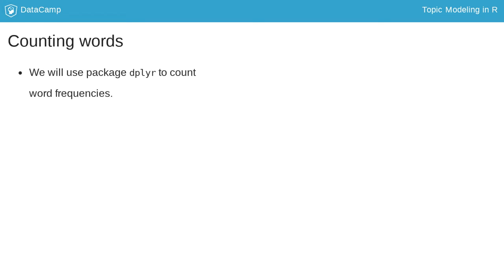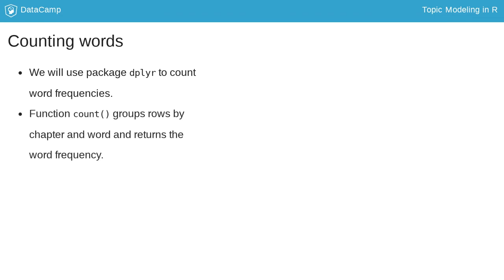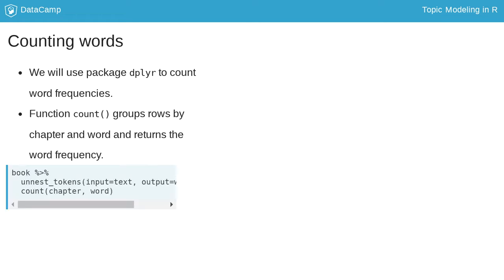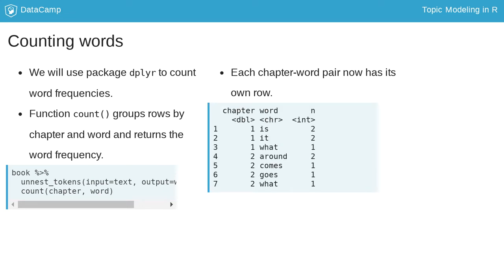We will use function count from package dplyr to obtain frequencies of words within chapters. This function essentially groups the rows by chapter and word and returns the number of rows in each group. This corresponds to the number of times a specific word occurs in a specific chapter. The result is a table with one row per each combination of chapter and word. For example, the word is occurs twice in chapter 1.